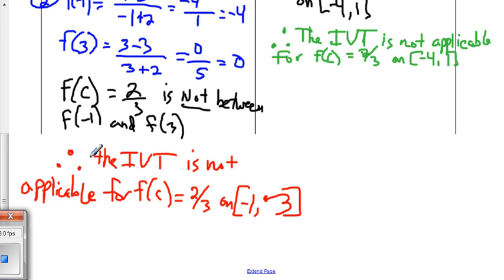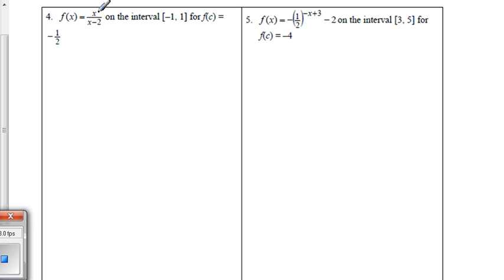All right, so let's do number 4. I quickly look at this: the function x over x minus 2. I see that there's going to be a vertical asymptote at 2. That's not in the interval, so it's going to be continuous.